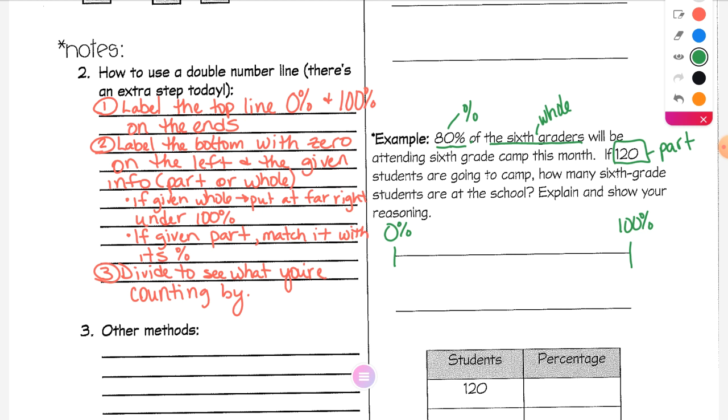Next, label the bottom with 0 on the left and the given information. So the easy one is to put 0 here. That's always a 0. If it gave me the whole, I would put it there. Since it didn't give me the whole, I'm putting a blank box, because that's what I need to find to answer this question.